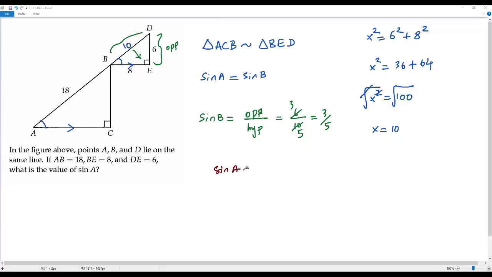Already we know that sine A equals sine B. For this sine B, we got the value 3 over 5. We can plug in 3 over 5 over here. Now I got the value of sine A. The value of sine A is 3 over 5, or as a fraction in decimal form, that is 0.6.